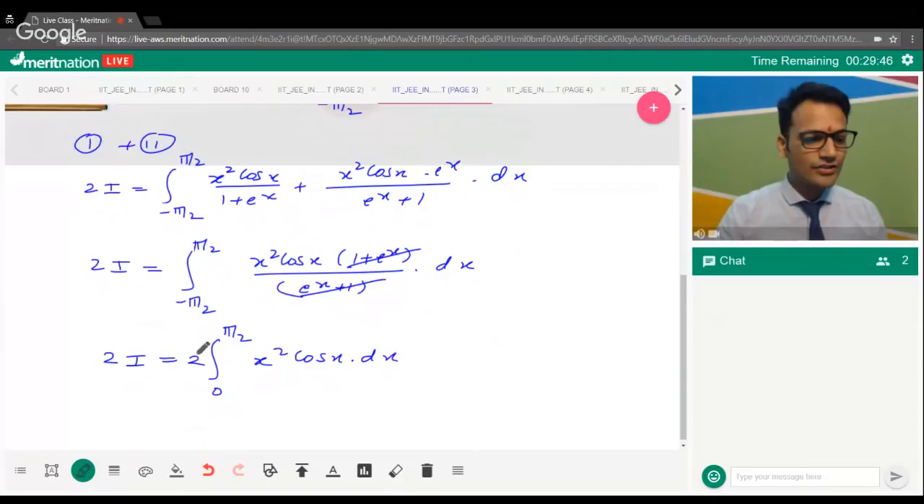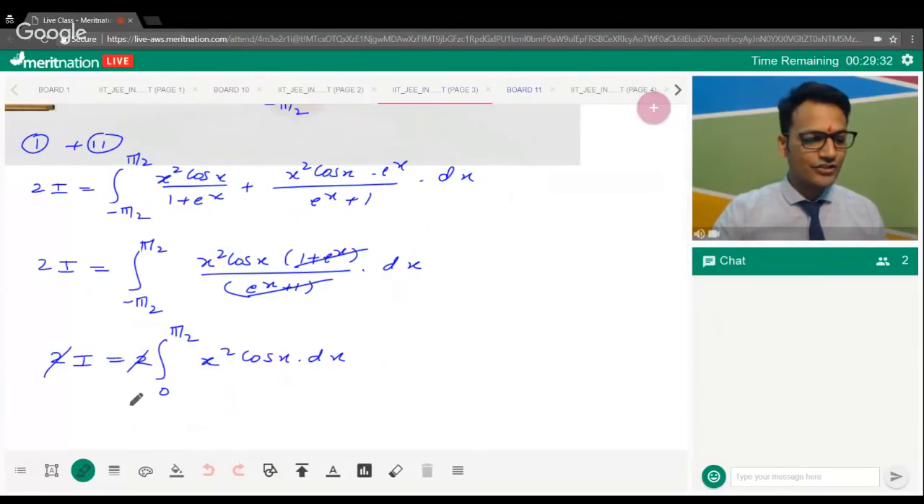Okay. Now this 2 and 2 will get cancelled out. We need to solve this. Over here, this is an algebraic term. This is your trigonometric term. So what will we apply? We'll apply ILATE, the by parts rule. So I'll just do it over here.